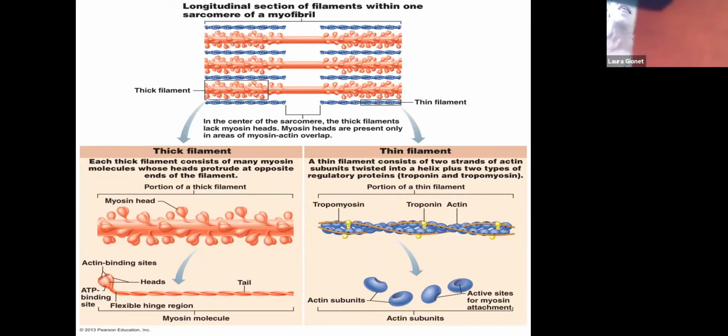All right, so let's look at that thick filament to the lower left-hand side. Each thick filament consists of many myosin molecules whose heads protrude at opposite ends of the filament. So those are what we call the thick portions. And if we look at just one attachment or one head, I think that looks like a golf club, but you have that long region of the tail, and then we have these heads.